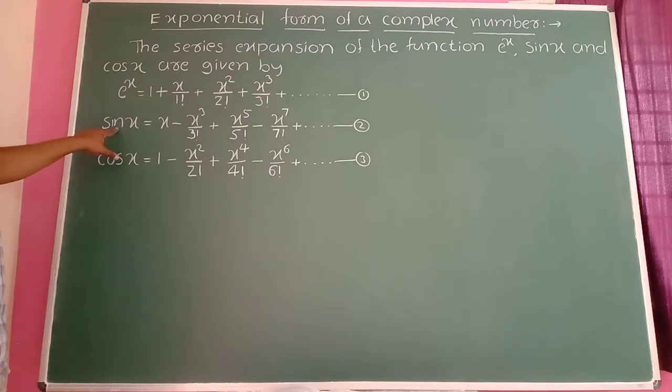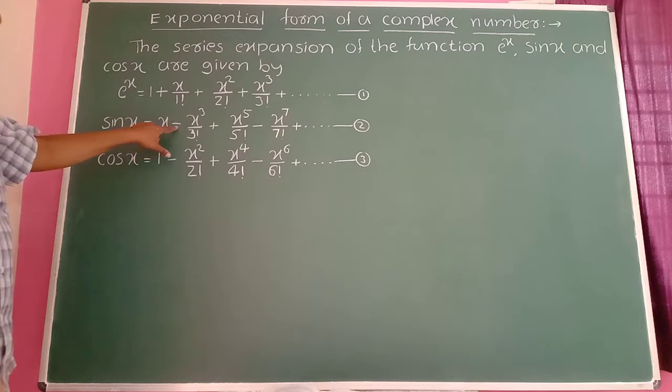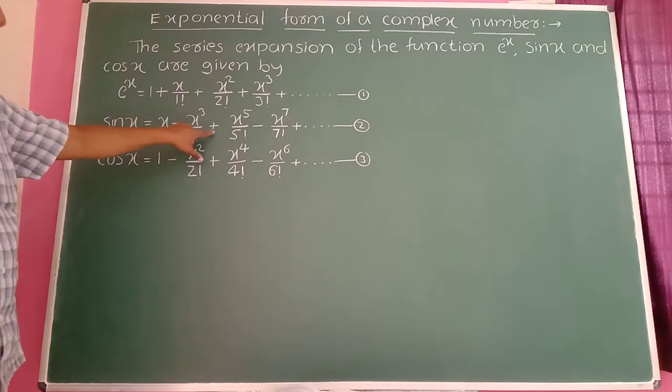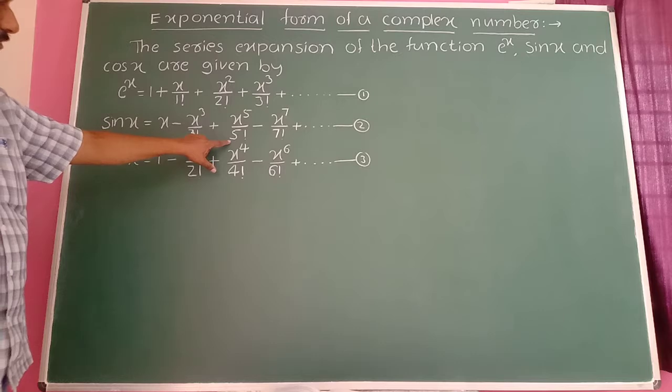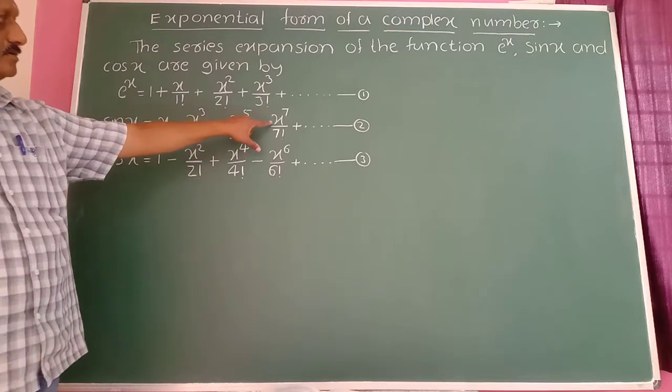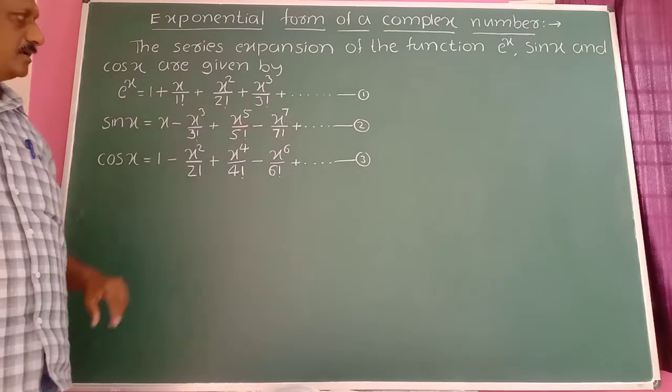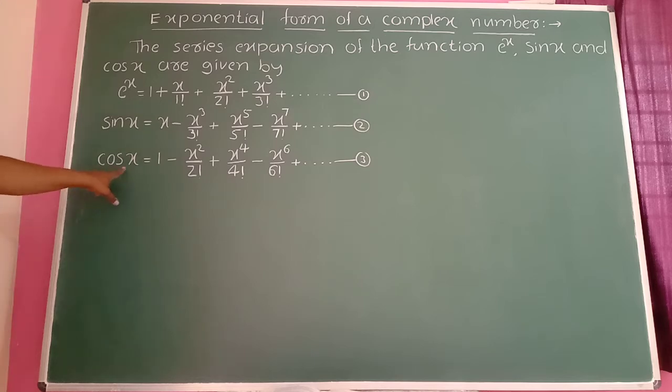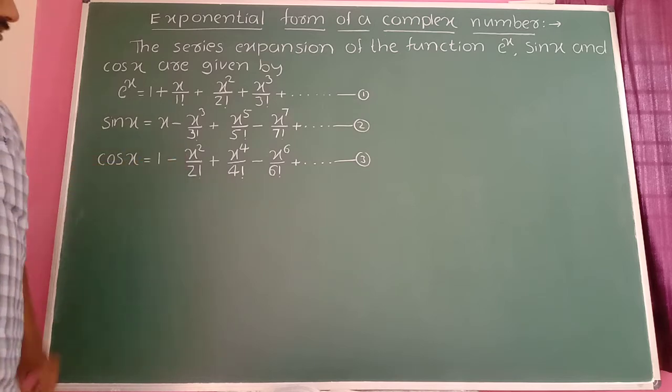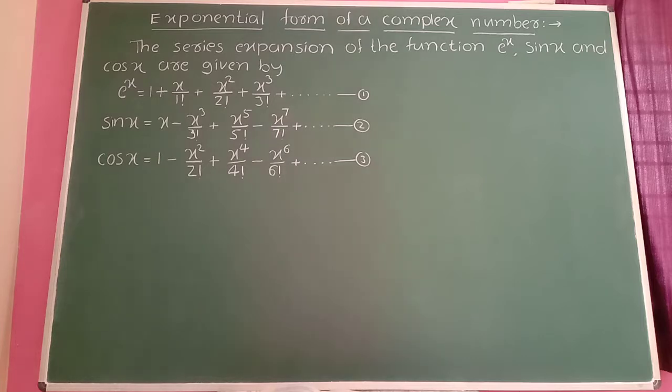And the sine series is x minus x cube upon 3 factorial plus x raised to 5 divided by 5 factorial minus x raised to 7 upon 7 factorial and so on. And the cos series is 1 minus x square divided by 2 factorial plus x raised to 4 upon 4 factorial minus x raised to 6 divided by 6 factorial. So these are the standard results.